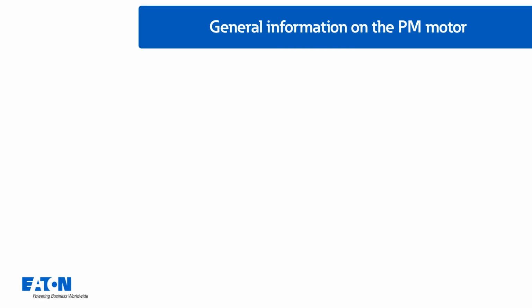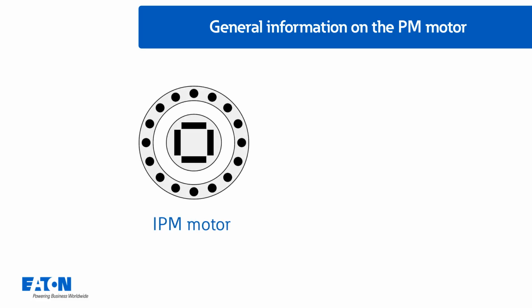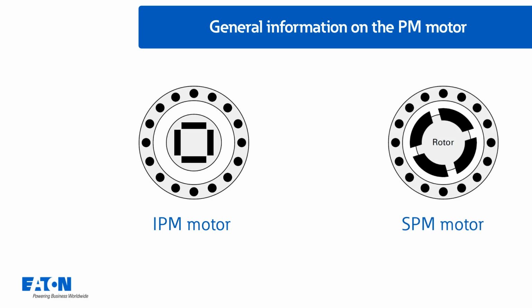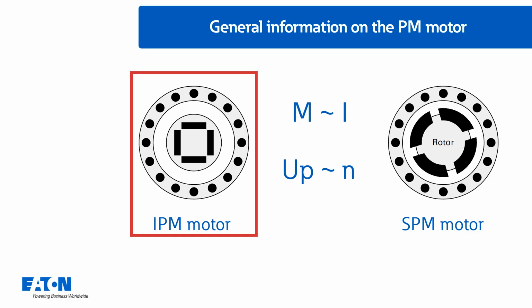PM motors are synchronous motors which, unlike standard asynchronous motors, have no slip. They are essentially available in two different types: the IPM, integrated permanent magnet motor, and the SPM, surface permanent magnet motor. Essentially, the PM motor has a proportional behavior between motor torque and motor current, as well as between motor speed and motor voltage. In the IPM motor, the magnets are embedded in the rotor. It is suitable for high-speed requirements.